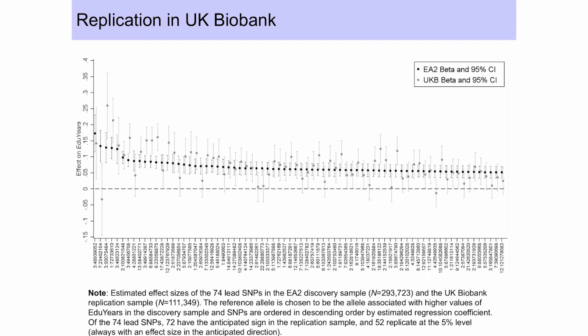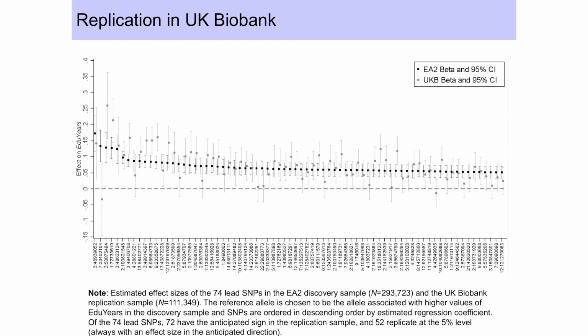For our 74 genome-wide significant markers, we're plotting here the effect sizes in terms of years of schooling in the discovery sample. These are the black dots. And we're plotting them against the effect sizes that are estimated in the replication sample. These are the gray dots. And the bars around them are the 95% confidence interval.